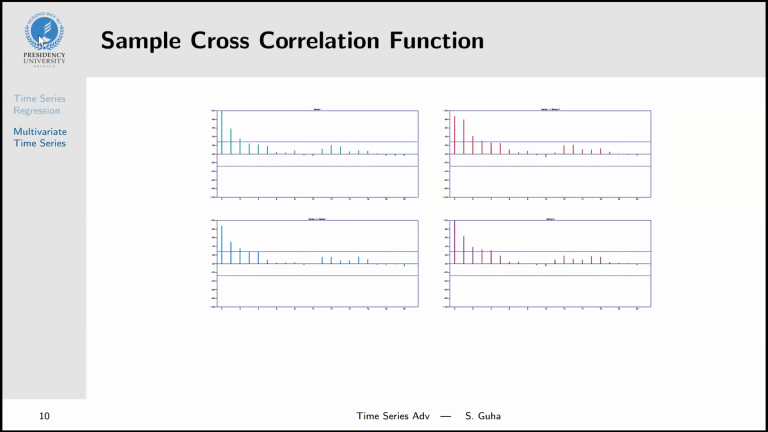So this is the corresponding sample cross correlation function. This gives the autocorrelation function for the first variable. This is the autocorrelation function for the second variable. And these are the two cross correlation functions as I have discussed.